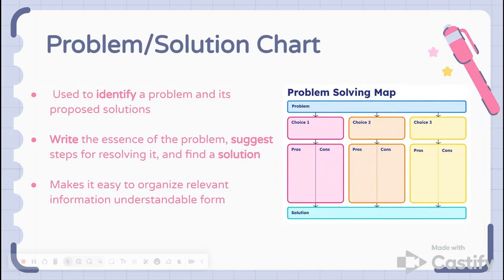Next up, we have the problem and solution chart. Problem and solution chart graphic organizers are used to identify a problem and its proposed solutions. They involve writing the essence of the problem, then suggesting steps to resolve it, and finding a solution. They make it easy to organize relevant information into an easily persuadable and understandable form.